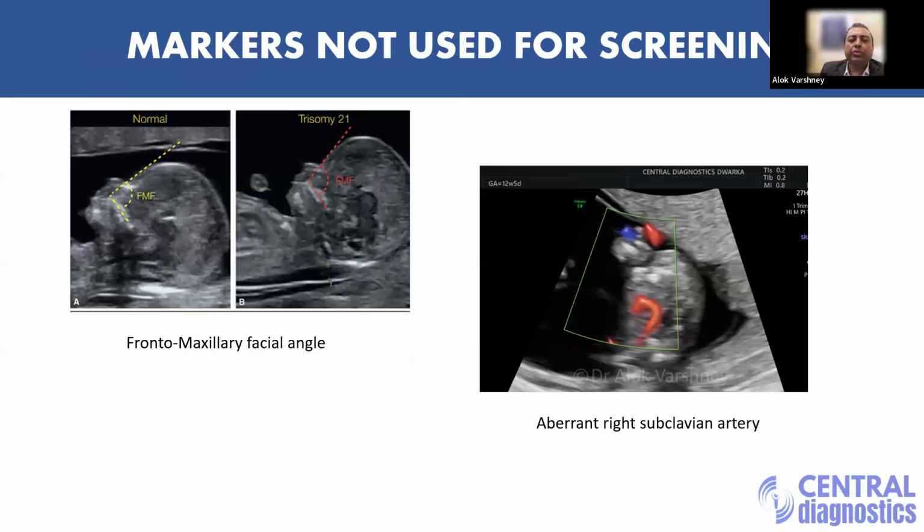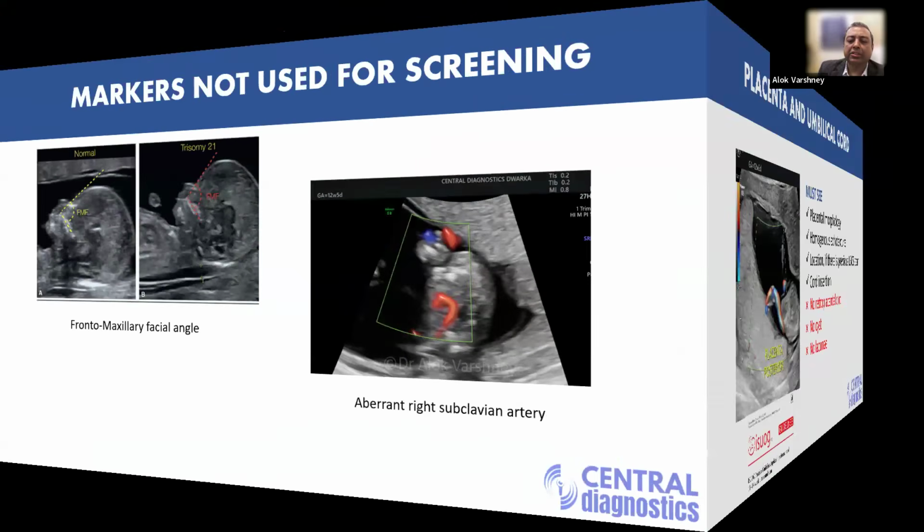These days, we are not using frontomaxillary facial angle for aneuploidy risk assessment. Neither do we use the aberrant right subclavian artery for aneuploidy risk assessment as of now, but we are gathering data about ARSA in the first trimester. So soon, maybe, I do not know when, this also may be added to the list of the things that we need to do.